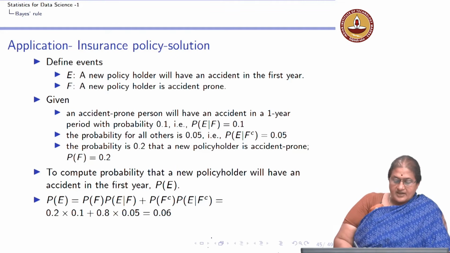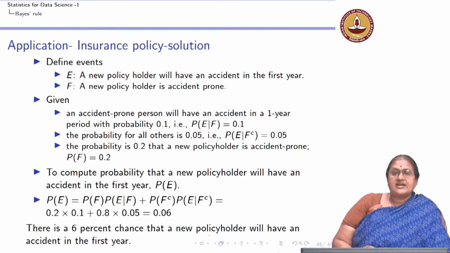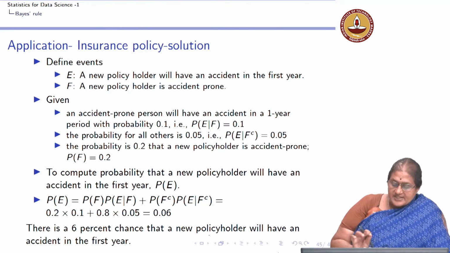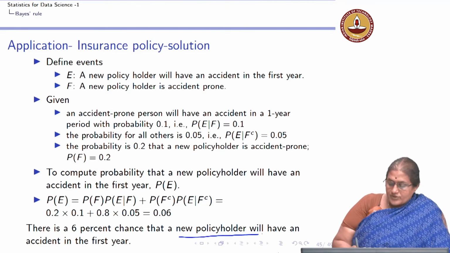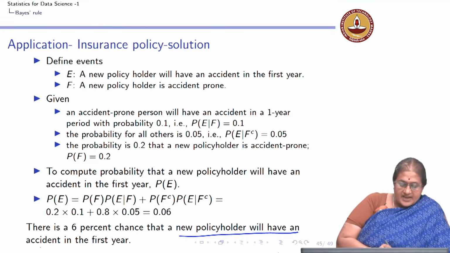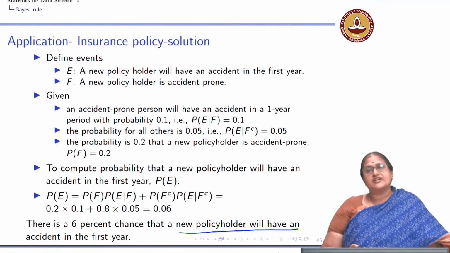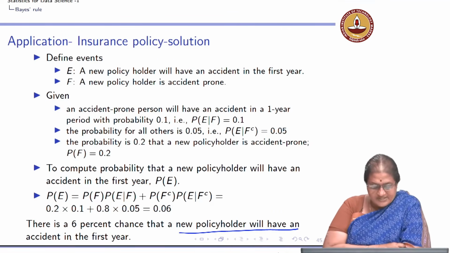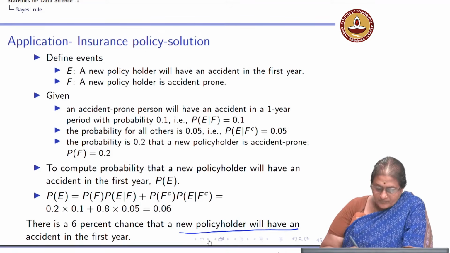In other words, we can state that there is a 6% chance that a new policy holder will have an accident in the first year. There is a 6% chance.